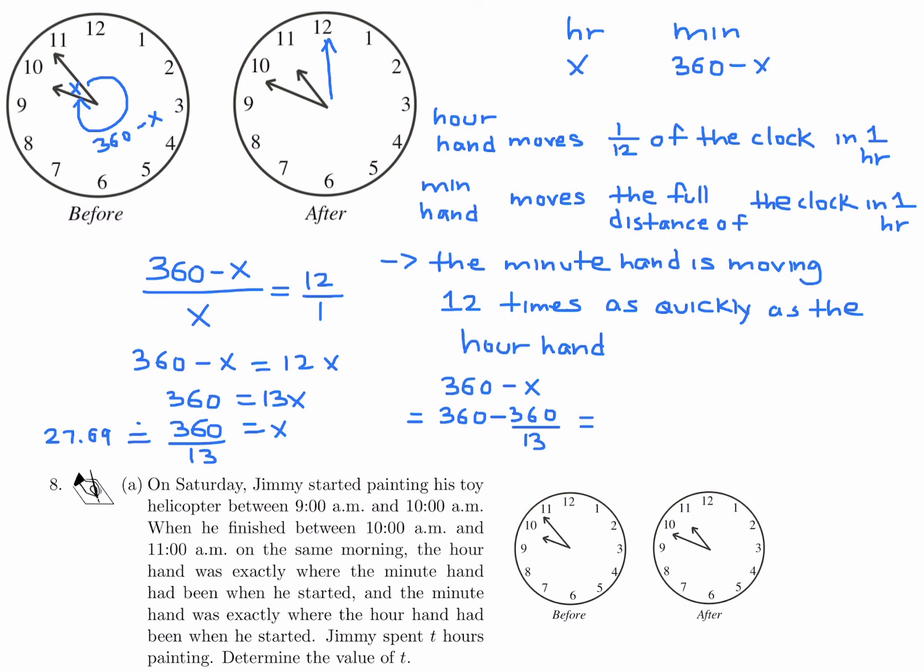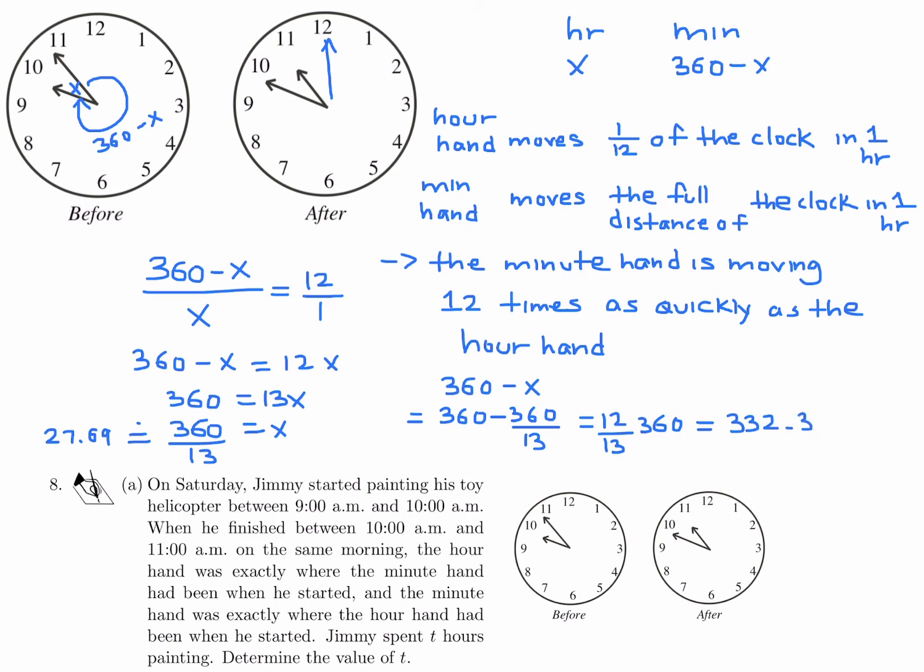And this is going to be equivalent to 12 over 13 times 360. What this represents is basically the degrees that the minute hand travels when it goes from there all the way to there, and that's approximately 332.3 degrees.